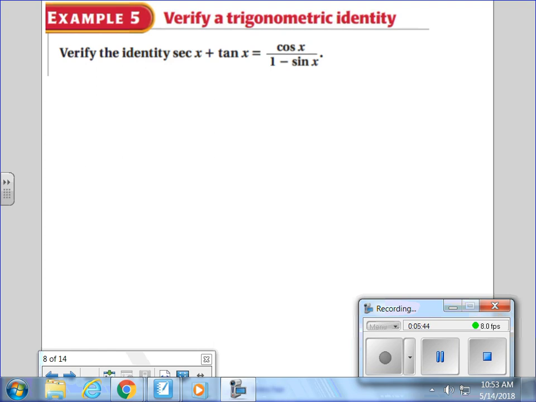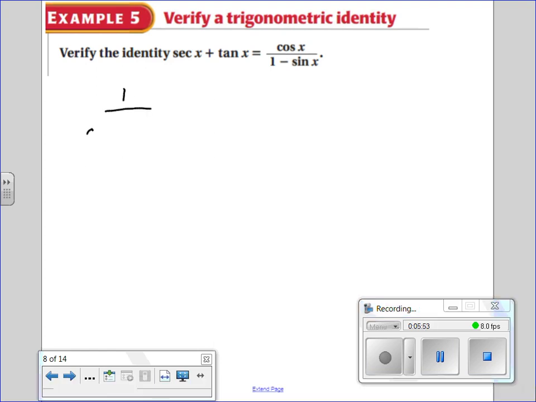Right, I would definitely probably start with thinking about this cosecant. I'm sorry, I almost said it. Who is secant the reciprocal of? Cosine. So let's just flip it upside down and call it 1 over cosine instead.